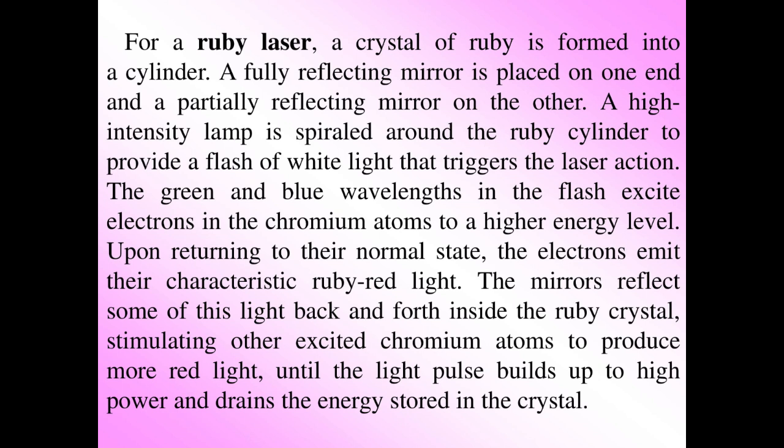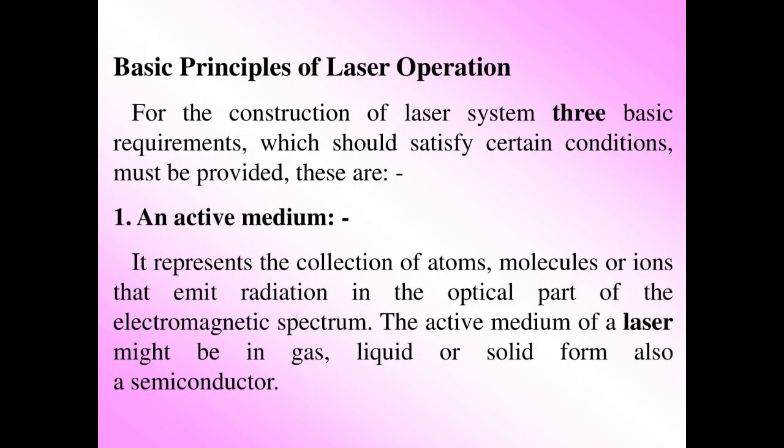Upon returning to their normal state, the electrons emit their characteristic ruby red light. The mirrors reflect some of this light back and forth inside the ruby crystal, stimulating other excited chromium atoms to produce more red light, until the light pulse builds up to high power and drains the energy stored in the crystal. Basic principles of laser operation.